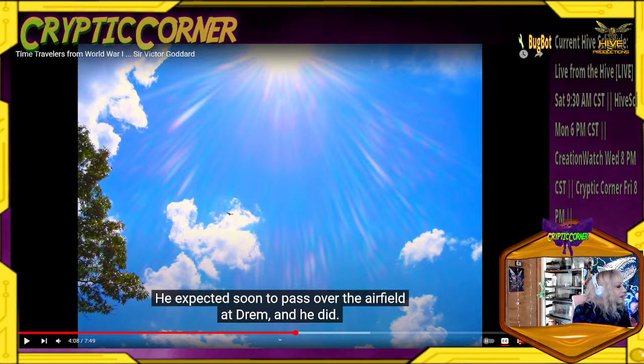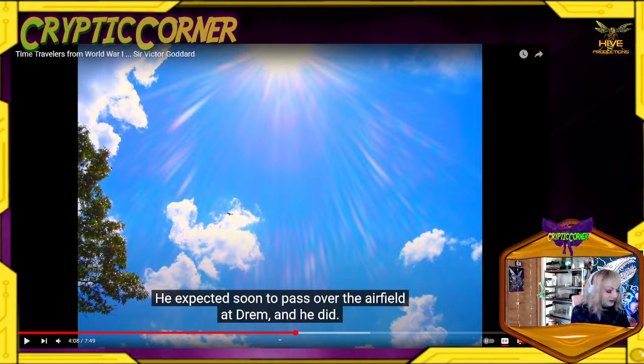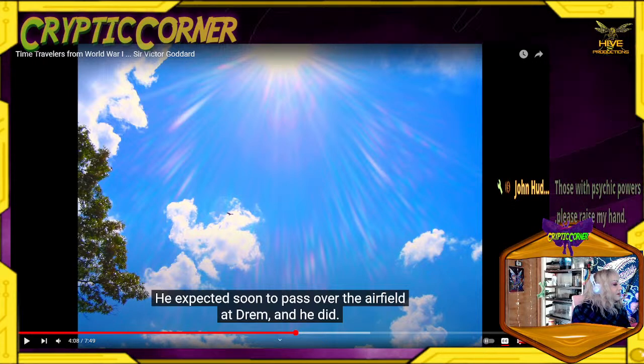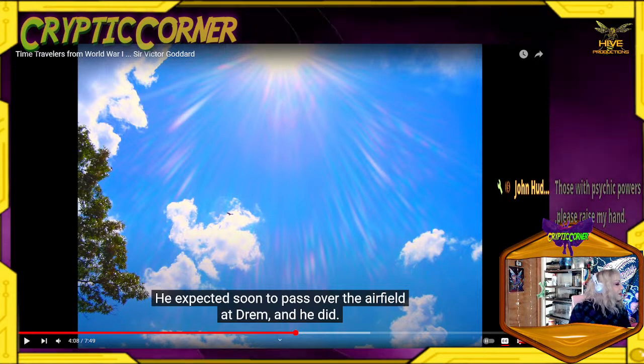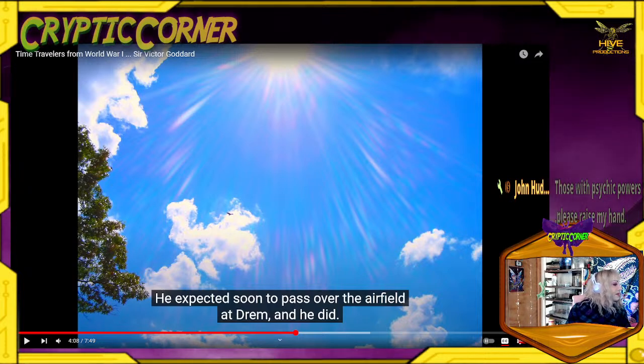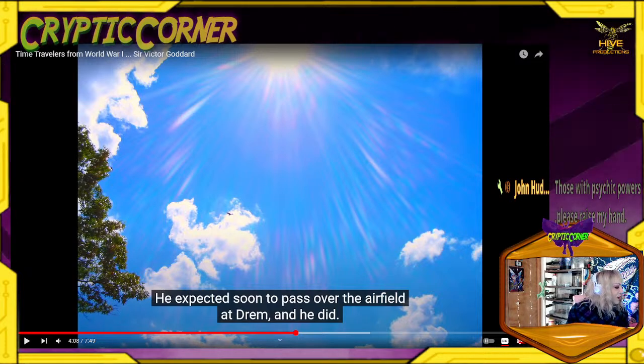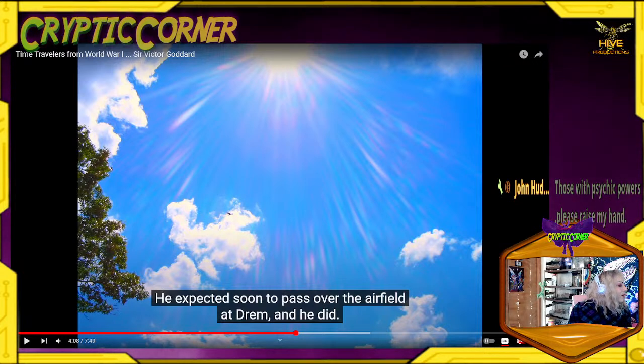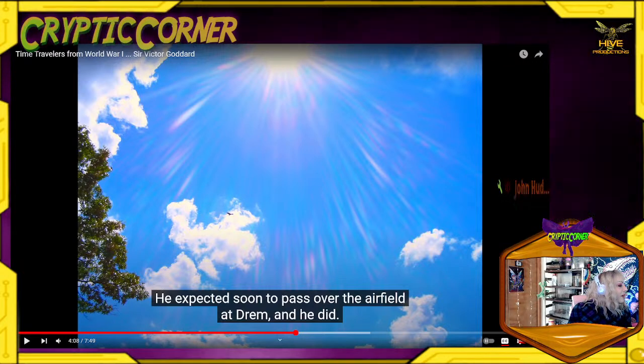World War I flight navigation. How is it done? Because I think they were still using charts, though, weren't they? They didn't have instruments on board. Yeah, let's see. Here we go. I want to read the whole thing.